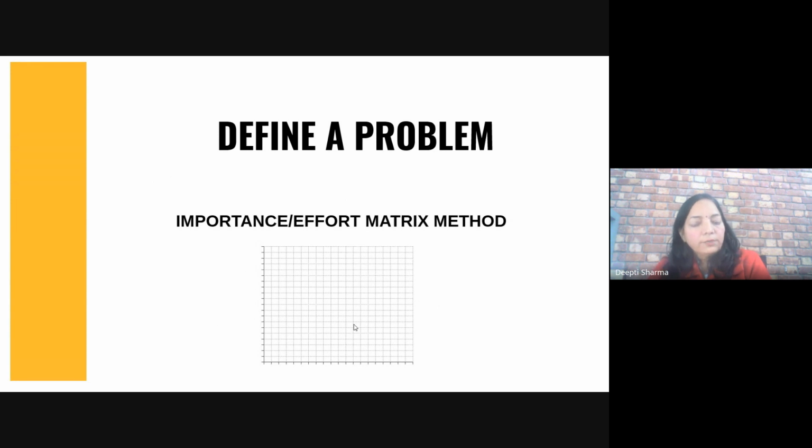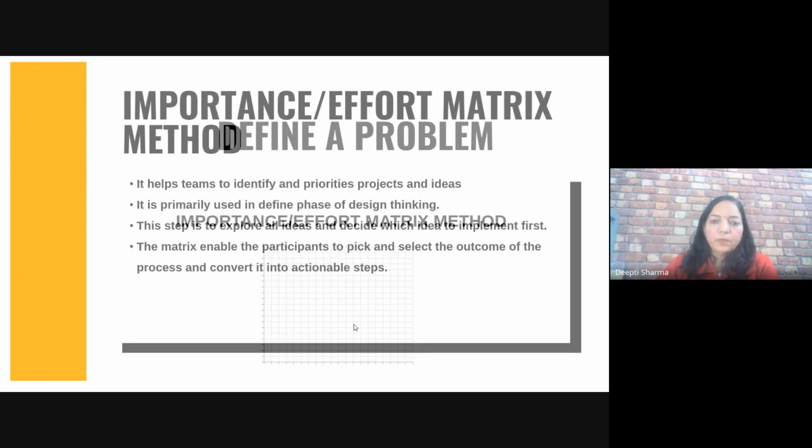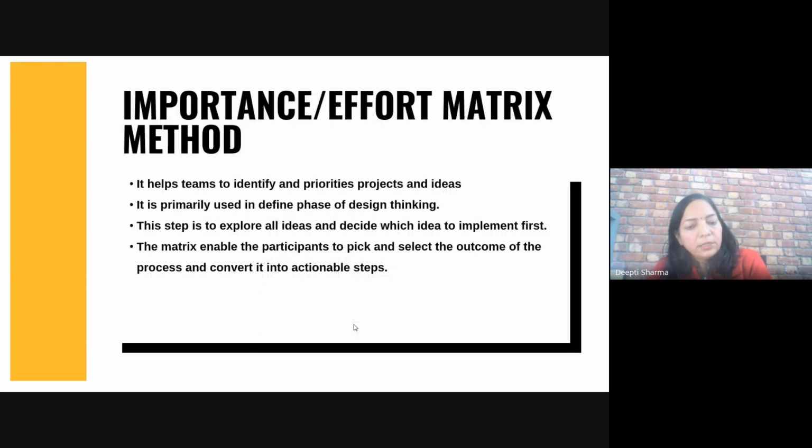So next is defining a problem. The empathize phase we have completed. Now we are going to define the problem. We are going to define the problem with another method called the importance effort matrix method. This method helps the team to identify and prioritize the projects and ideas. It is primarily used in the define phase of design thinking. This step is to explore all ideas and decide which idea to implement first.